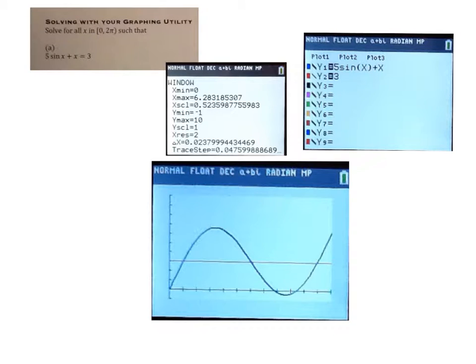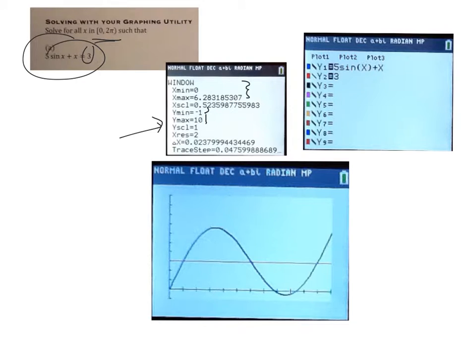So this last example in 7.3, we're going to be looking at using our graphing calculator. So we're going to be solving this equation here, and the domain is 0 to 2 pi. So the first thing you want to do is head into your window and set your domain at 0 to 2 pi. And since we're using the constant 3, we definitely want that included in our range.